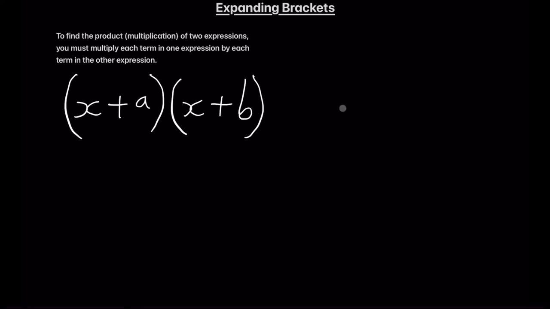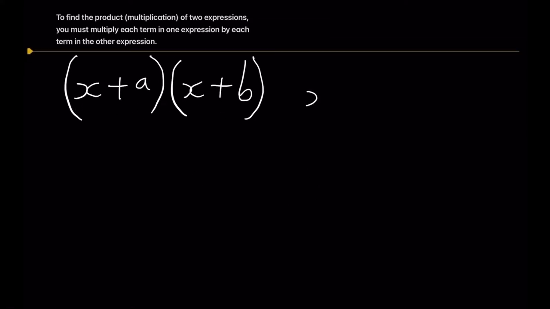The rule for expanding the brackets is always generally the same. To find the product basically means multiplying two things together. So to find the product of two expressions, you must multiply each term in one expression by each term in the other expression. So let's look at this as an example.